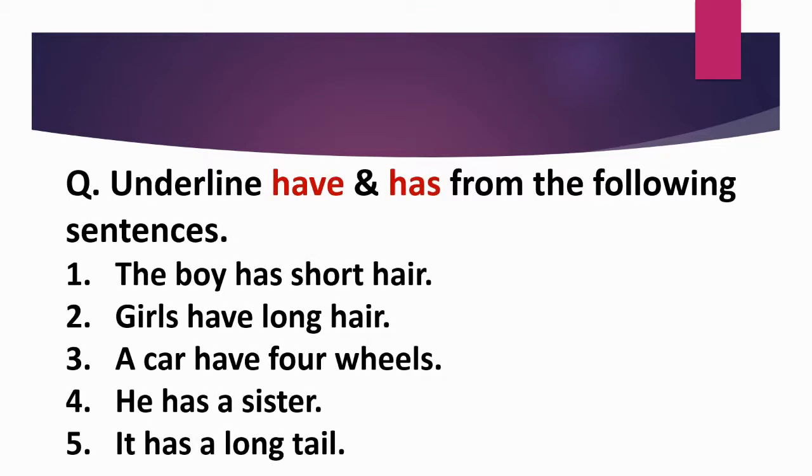Now next question is, underline have and has from the following sentences. Now children, here you have to read the sentences and underline where you will see have and has in the sentence. Okay. First one, the boy has short hair. Second one, girls have long hair. Third one, a car have 4 wheels. Next one, he has a sister. It has a long tail.